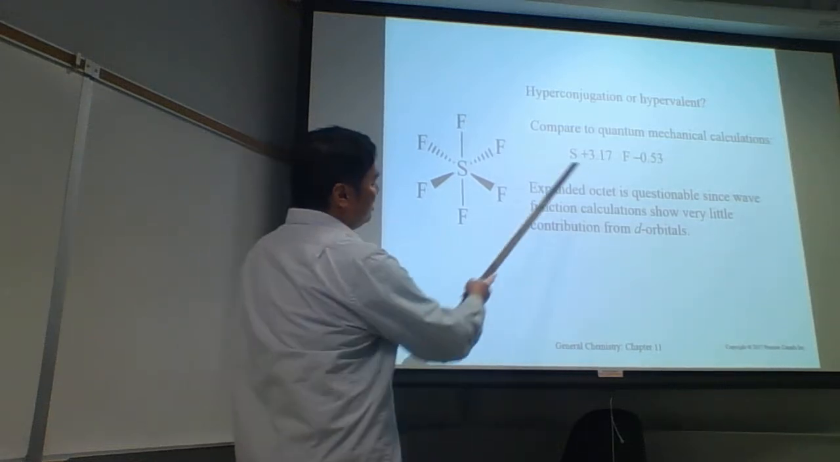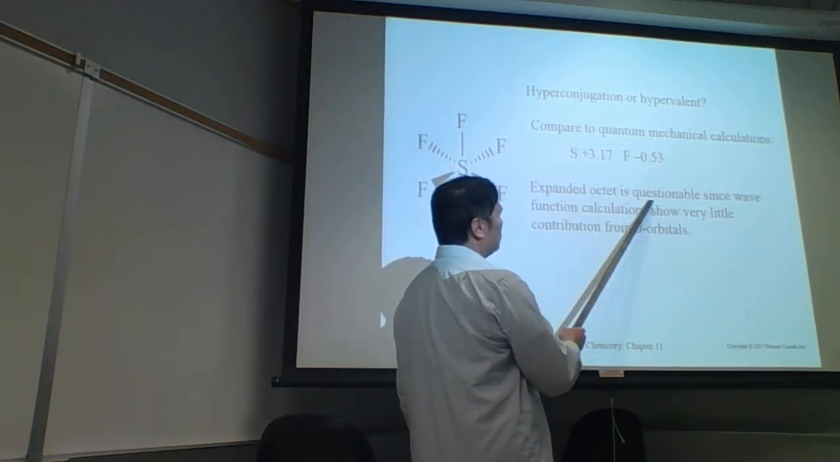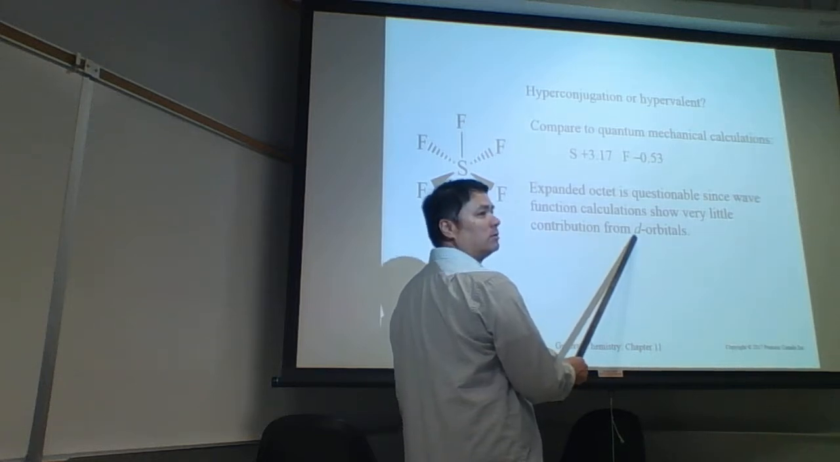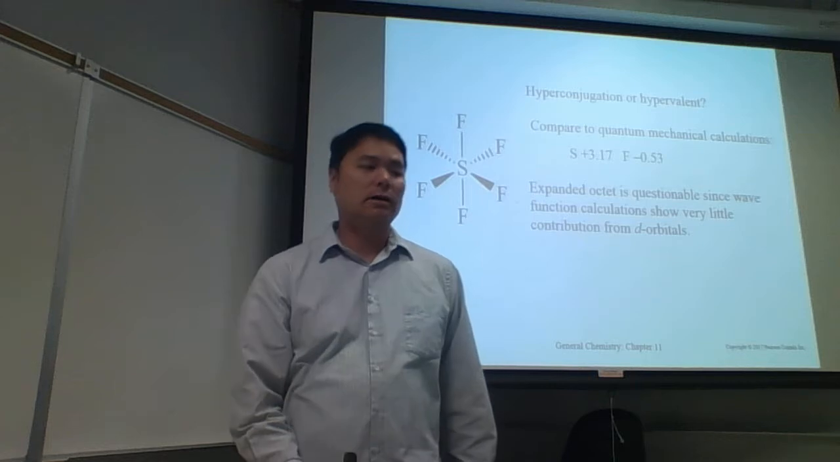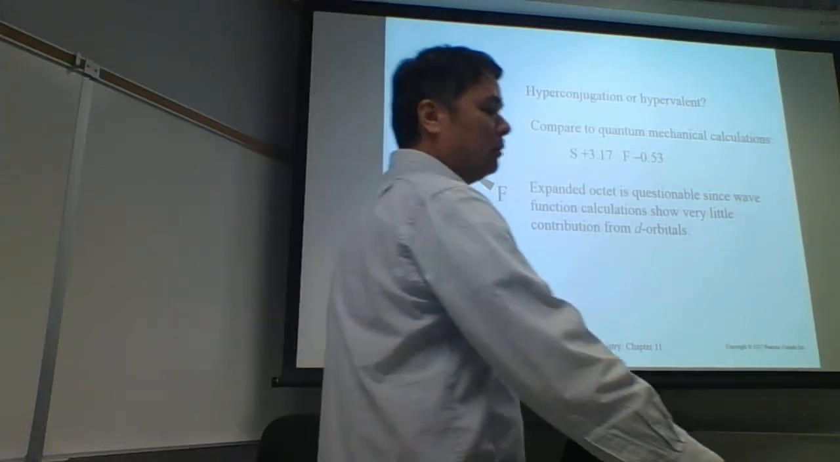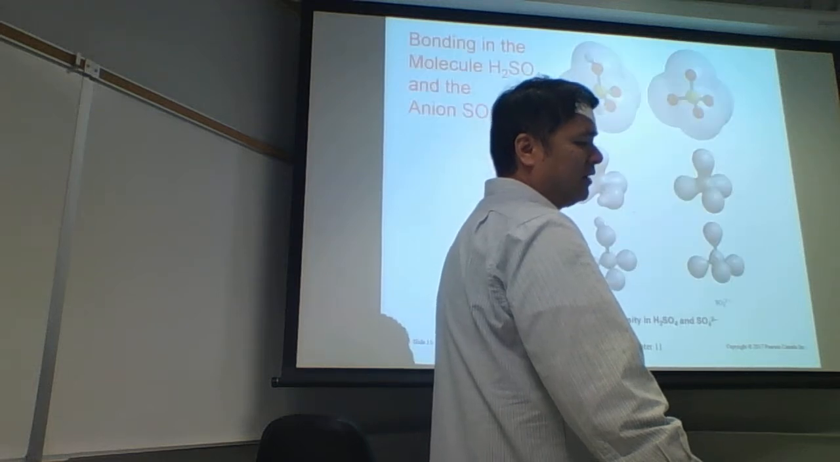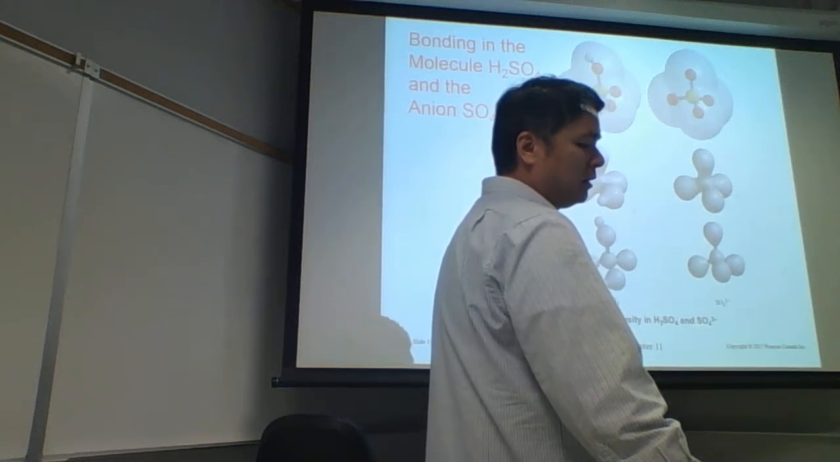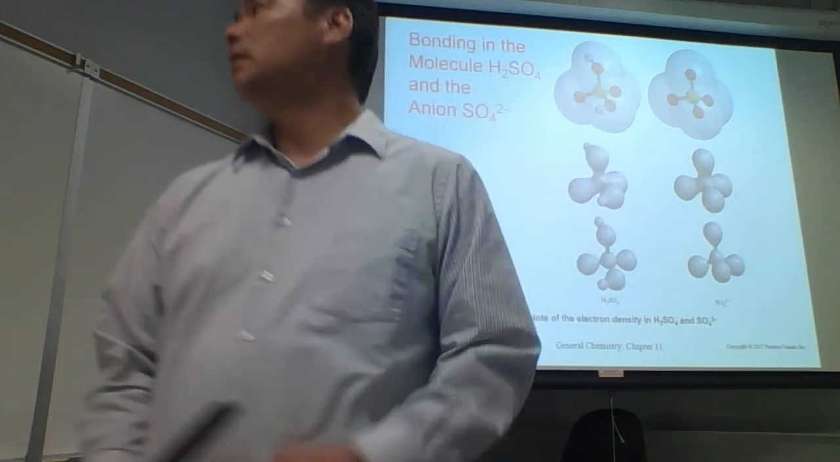And the end result is, you don't have to worry about this, the end result is expanded octets is questionable, since wave function calculations show very little contribution from d orbitals. And so the reality is this. The electron density is like water; it's just going to spread out. And if it can go into some of the d, then it would.